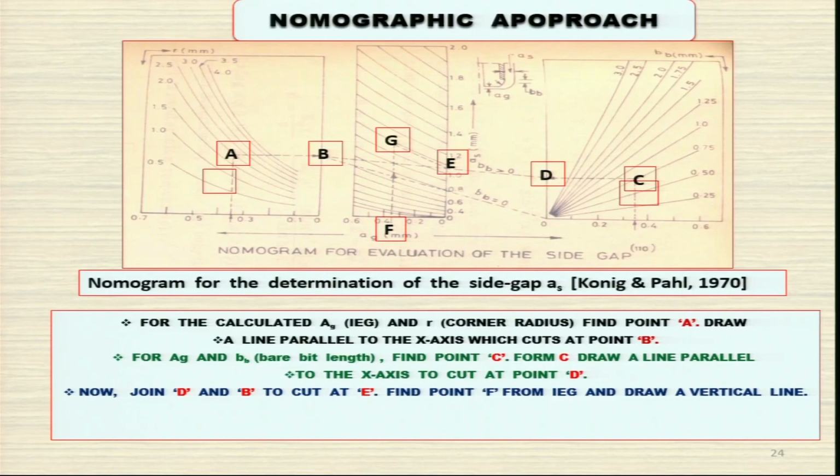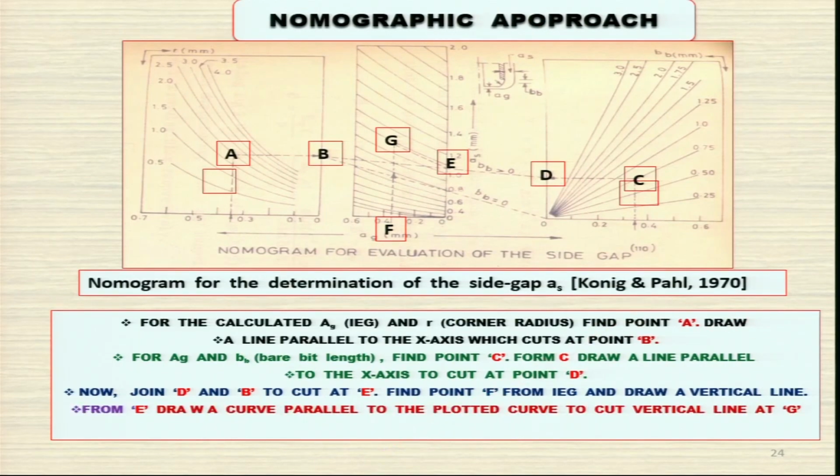Now, find point F from the inter-electrode gap, and draw a vertical line. From E, draw a curve parallel to the plotted curve to cut the vertical line at G. Now, these are the curved lines. So, from here you draw a curved line parallel to this line already drawn, and this will cut the vertical at point G. So, this point G gives the AS, that is the side gap. This is how people who are not highly educated and who cannot use these equations can find the side gap from these nomograms, and these nomograms have proved to be very helpful on the shop floor. And once you know the side gap or side inter-electrode gap, you can easily predict the anode profile.